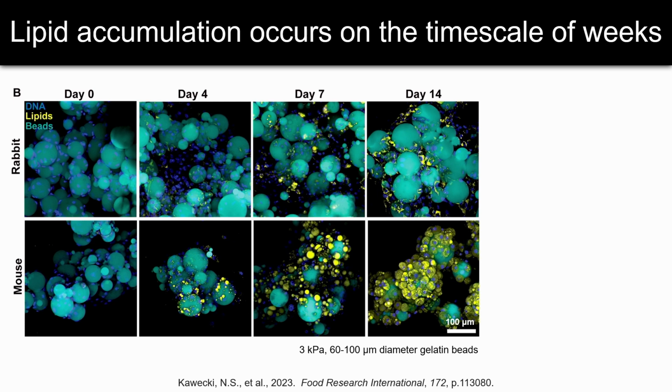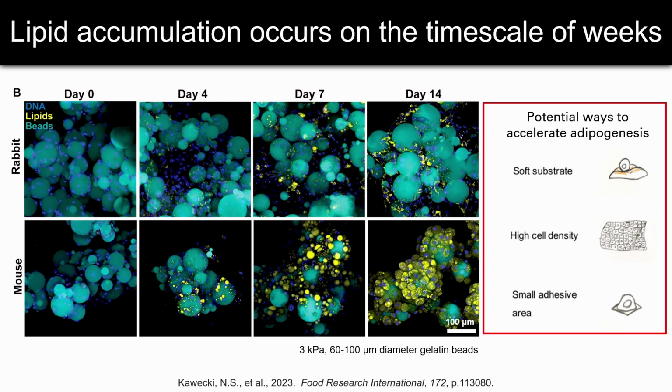So then I started thinking, if we really want to increase the efficiency of cultured meat, it could be beneficial to speed up this process to have lipids accumulate faster. I started thinking about potential ways to accelerate adipogenesis. We went over one way, softer substrates, but then there's also higher cell density and smaller adhesive area. This gave me the idea of tuning microcarrier size to facilitate these interactions in adipocytes. Then I looked into the literature and found that there isn't a lot of literature that describes the effects of bead size on adipogenesis.